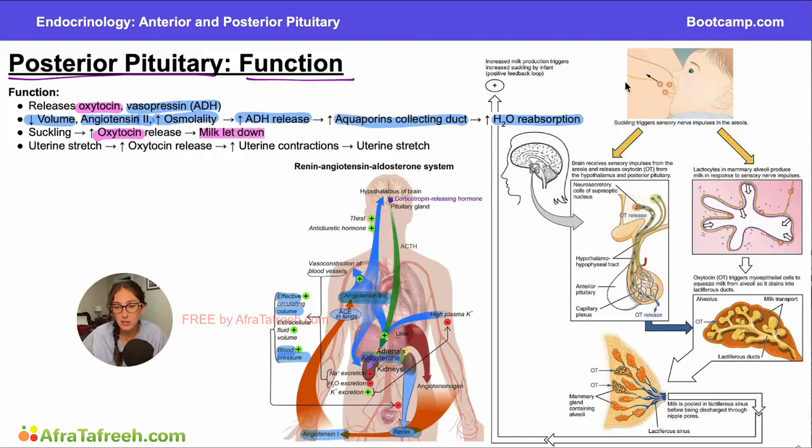Well, if you look over here on your diagram on your right, you can see that we have a baby suckling. When a baby is suckling at the breast, this is going to stimulate the areola. The areola is going to send some signals to the hypothalamus that it is being stimulated.